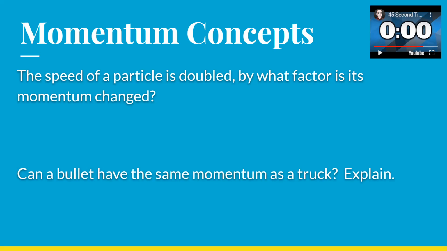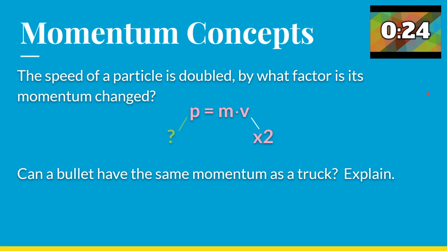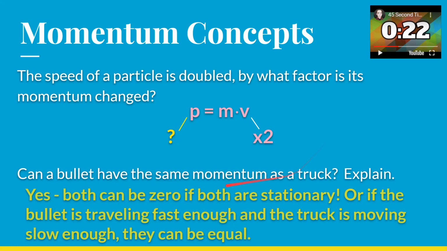It depends not just on the mass. These do have very different masses, but also their velocities. So again, we just looked at that. Doubling that velocity does cause momentum to double as well. That's that directly proportional relationship I was talking about. And again, yes, both can be 0 if both are stationary, or if the bullet is traveling fast enough and the truck is moving slow enough, they could be equal to each other.